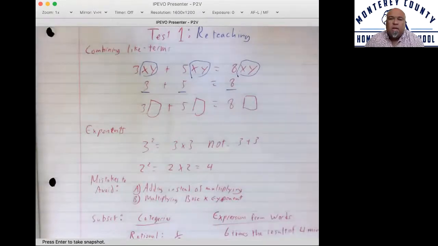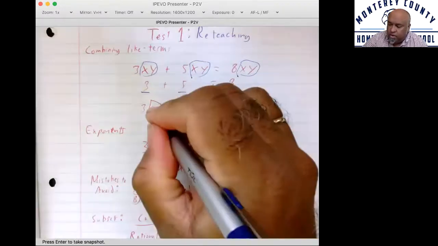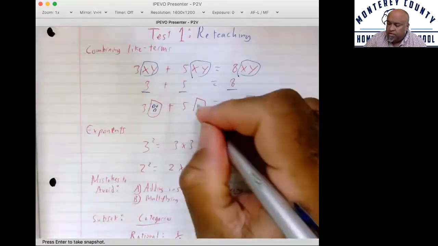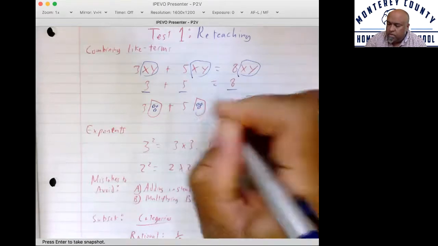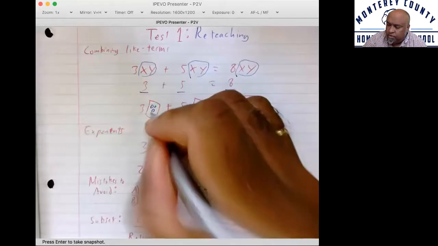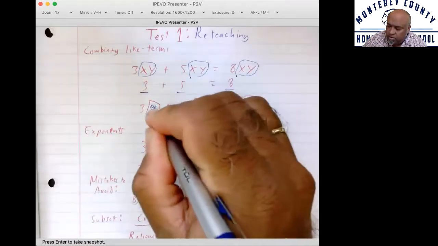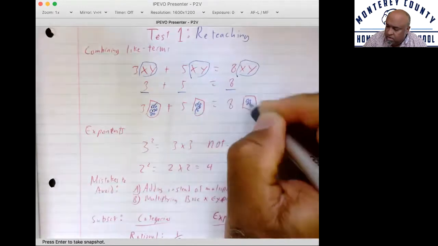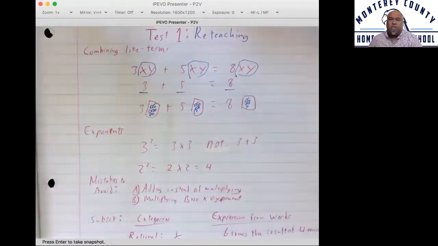So, the example I want to use is, we'll just say grapes. So I have 3 clusters of grapes plus 5 clusters of grapes equals 8 clusters of grapes. I guess I should make this look more like a cluster. Now, I know that sounds very preschool to say it that way, but the logic of it is basically the same.